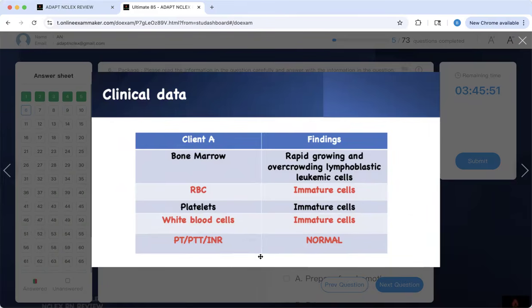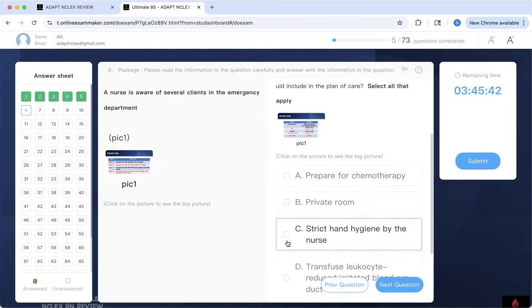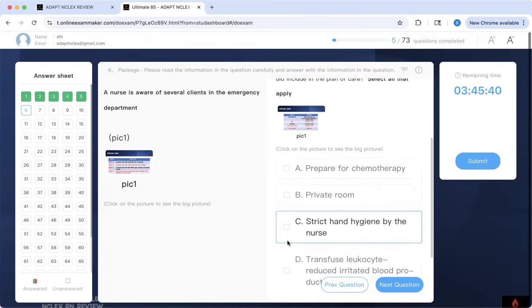His PT, INR, and PTT are normal. That means it's not a coagulation problem. This is what? A platelet problem. That's why you have petechiae. This is what we call pancytopenia. Therefore, what should you expect?